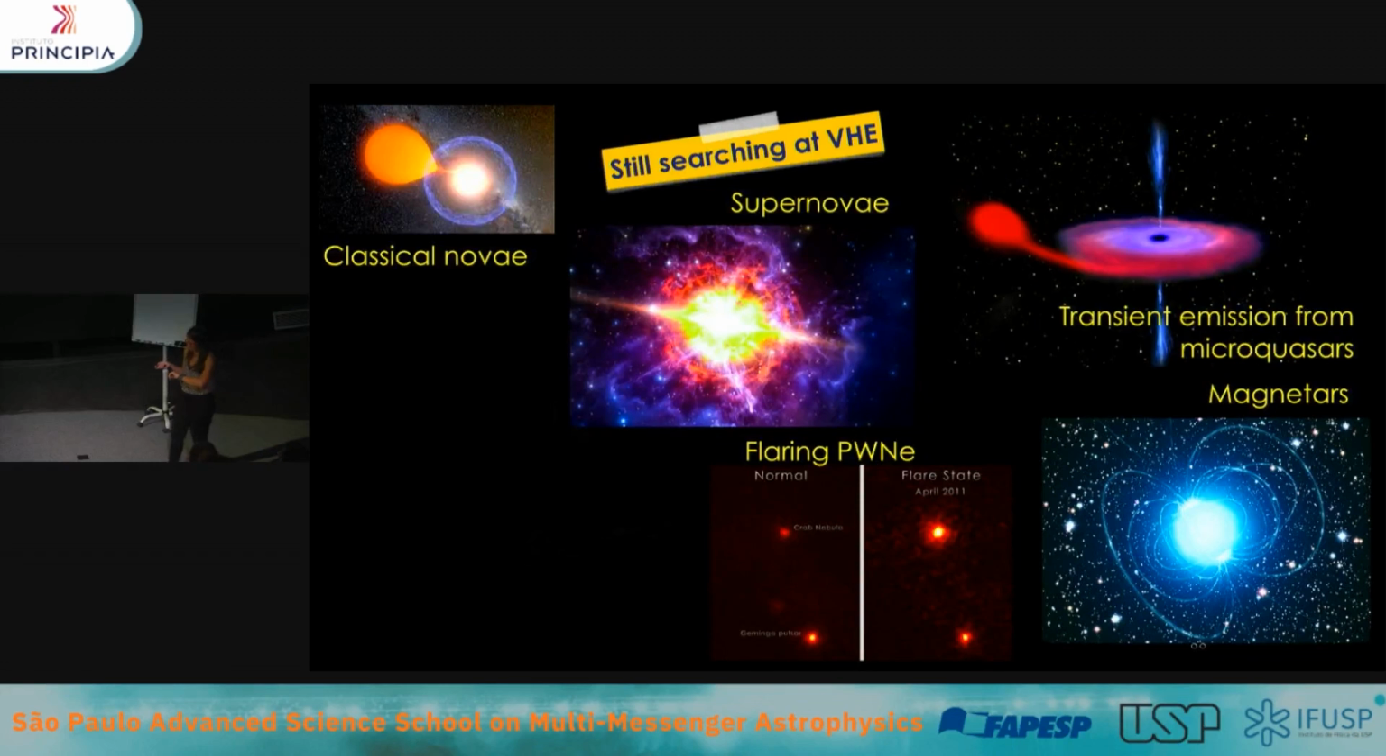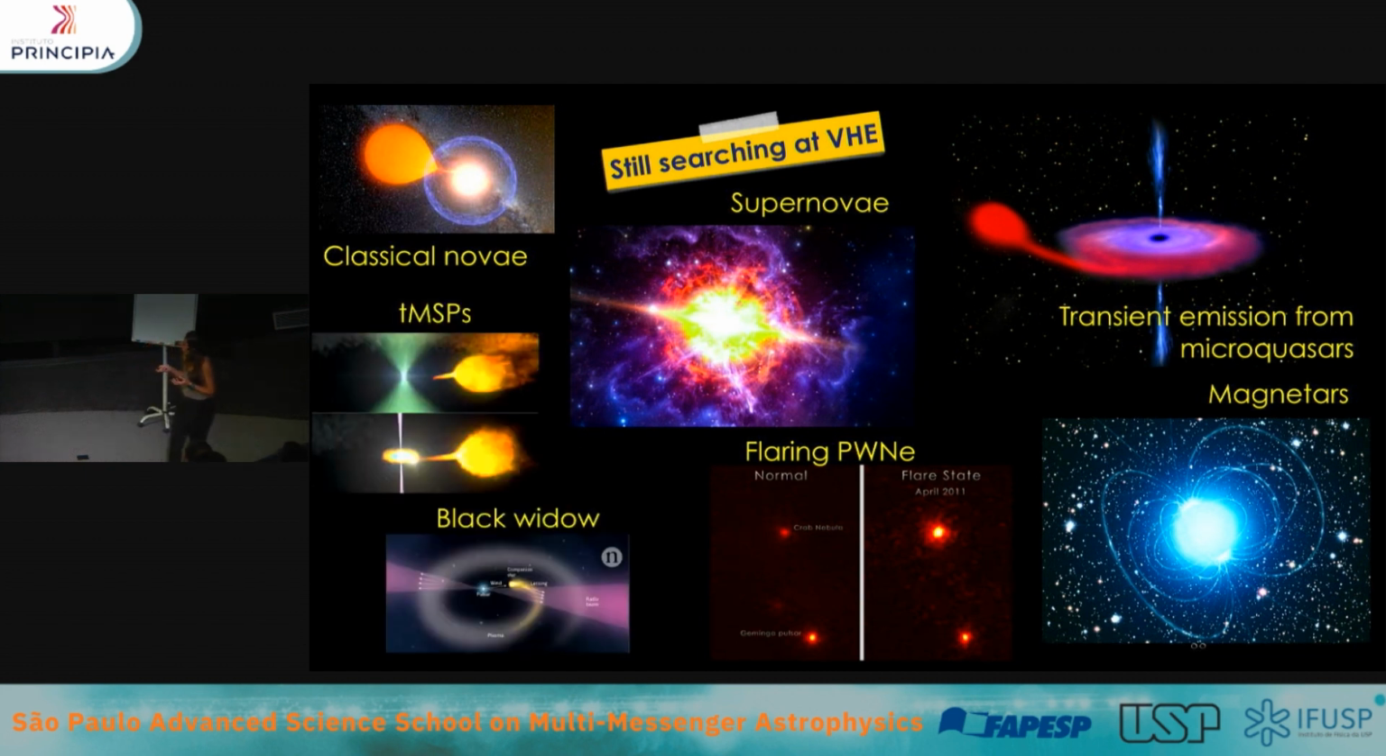And yeah, so just to finish, I didn't put a summary of what we saw, but I want you also to see that there is still a lot of things to do. Over the last few years, we have detected many things. We have detected novae, we have detected a microquasar, we have made many discoveries regarding pevatrons, but there are still a lot of sources that we are really hoping to detect in the next few years. So I stop here if you have any question.